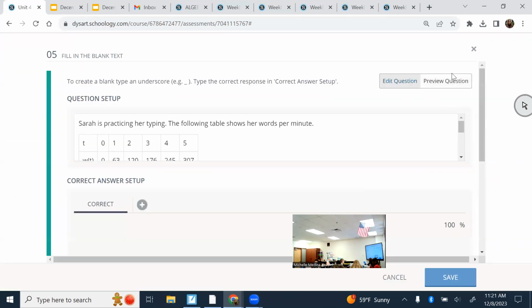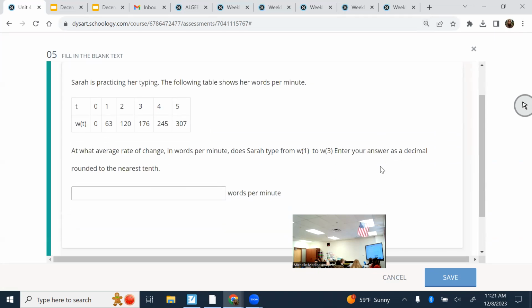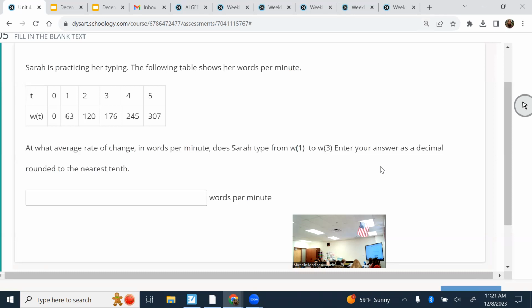Okay. So anyway, Sarah is practicing her typing. The following shows her words per minute. At what average rate of change in words per minute does Sarah type from W of 1 to W of 3? Enter your answer as a decimal rounded to the nearest 10th.